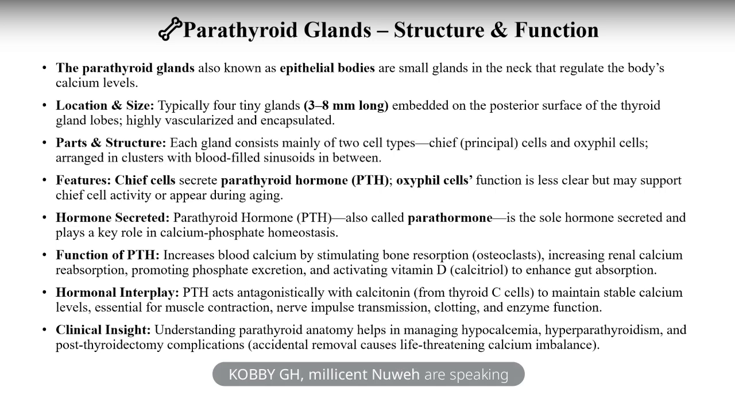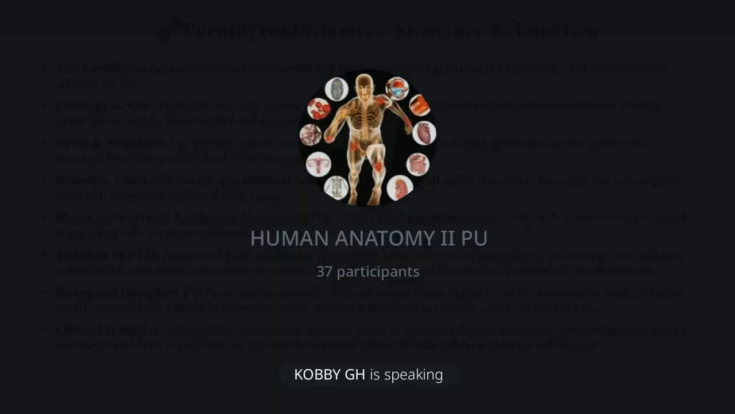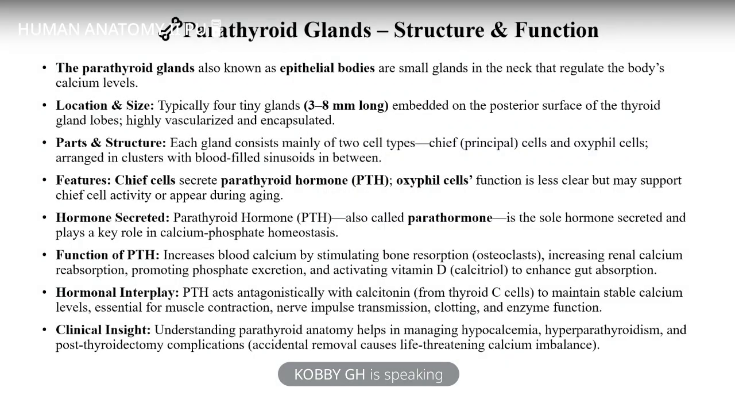Yes, we have, sir. There are 2 cells in the parathyroid gland: the chief cell and the oxyphil cell. The chief cell produces the parathyroid hormone. The oxyphil cell helps the chief cells to produce the parathyroid hormone. So, in summary, the oxyphil cells also produce the parathyroid hormone.